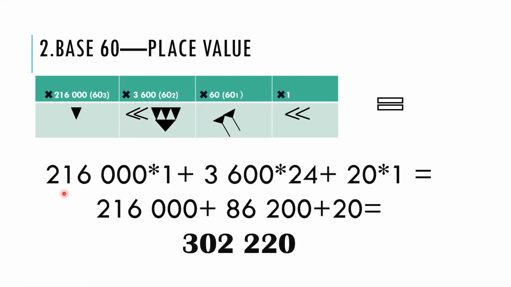Okay, so as you see, 216,000 times 1 equals 216,000. 3,600 times 24 equals 86,400. 20 times 1 will be 20. Add them together, you get 302,420. Well, very big number. But once you get the hang of it, nothing is too hard. Well, let's move on.